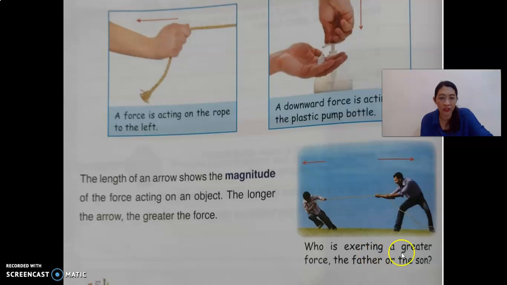Who is exerting a greater force, the father or the son? Look at the arrows. This is the son's arrow and this is the father's arrow. The greater force is the father's because he has a longer arrow than his son.